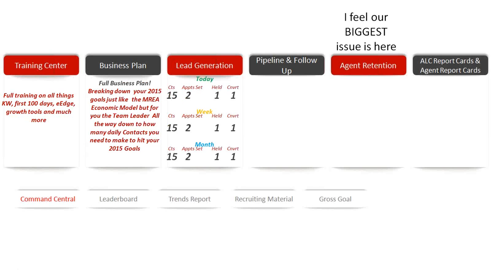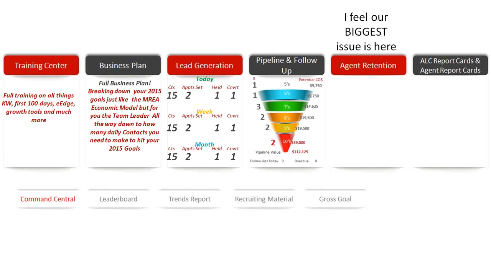Your lead generation section, it'll simply tell you how many contacts have you made today, how many appointments did you set today, how many did you hold, and how many have you converted today, how many have you for the week, and how many have you for the month. So all of that will be tracked in the lead generation section, and it'll also track it for the year as well. Your pipeline and follow-up.